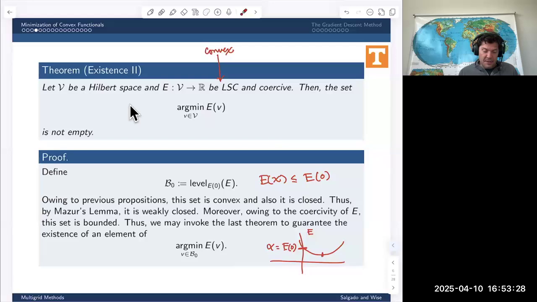Let's remind ourselves what we said. Now, we did forget to put convexity in there. I'll reinsert that. But if we have E, a functional from a Hilbert space into R that's convex, lower semi-continuous, and coercive, then we know that it's always going to have a minimizer. Convex, lower semi-continuous, and coercive.